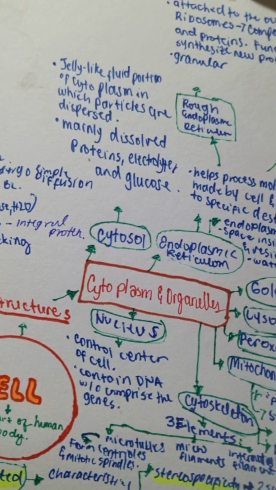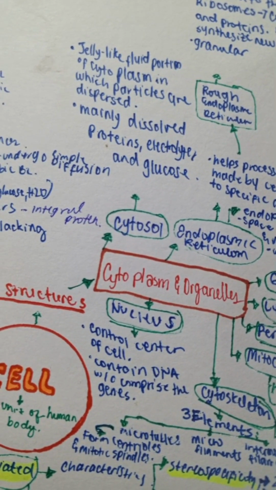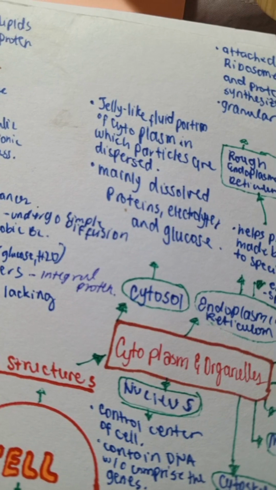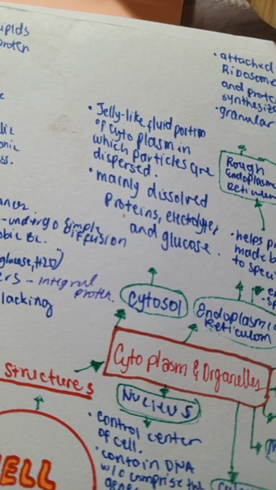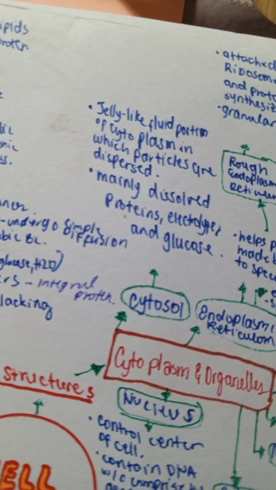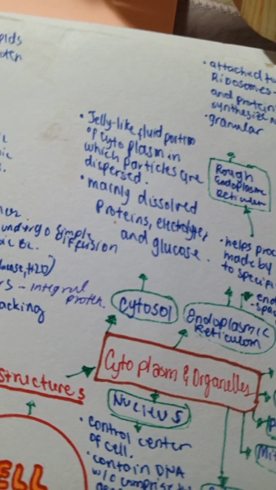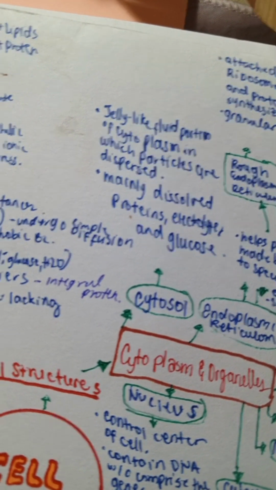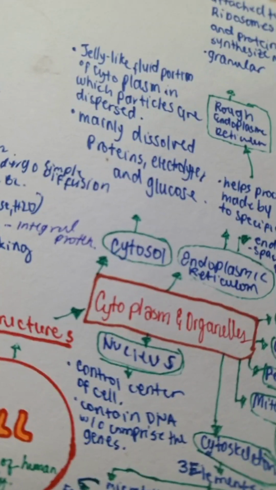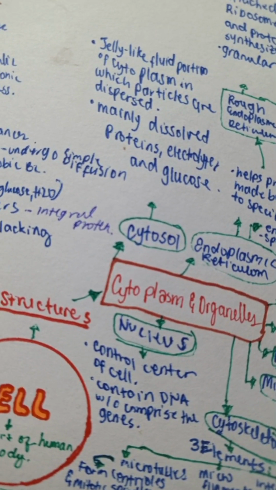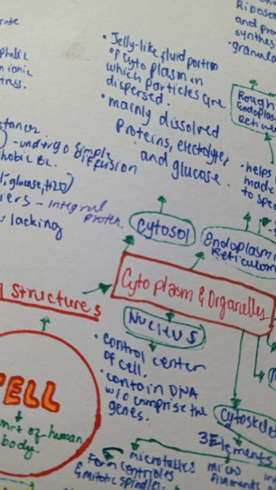Now let's discuss the other parts of the cell, which includes the cytoplasm and the organelles. The cytoplasm is composed of what we call the cytosol. It is a jelly-like fluid portion of the cytoplasm in which particles are dispersed, and it is mainly dissolved proteins, electrolytes, and glucose. So that's cytosol. Another is the nucleus, and this is the control center of the cell. It contains the DNA which comprises the genes.